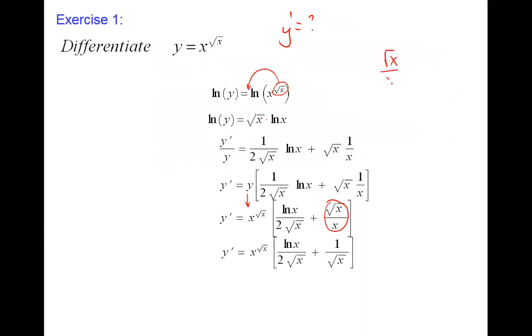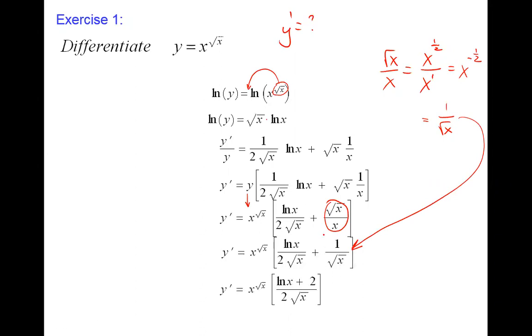Square root of x over x is x to the power of 1/2 over x to the power of 1. When dividing the same base, we can subtract the exponents. 1/2 minus 1 is -1/2, and this is square root of x in the denominator. Now the only thing missing for the second fraction is the 2 in order to see the common denominator. So we can multiply by 2, and that's the final answer.